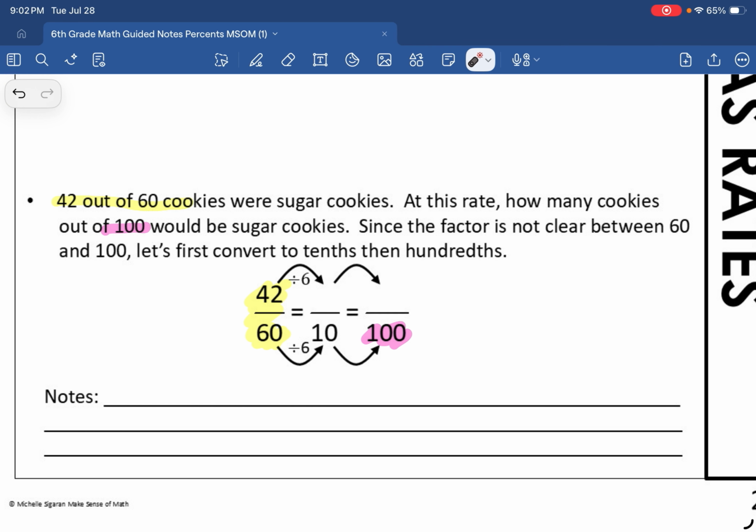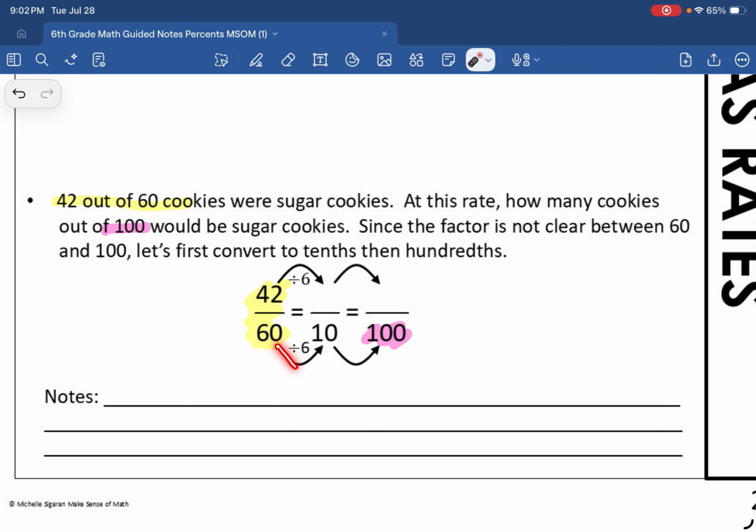It's just not quite as clear. So I'm going to convert it to tenths and then go to hundreds. And that's a little strategy you can use. I could also take 100 divided by 60 and figure out what the multiplicative factor is and do it that way. Let's first simplify to tenths.